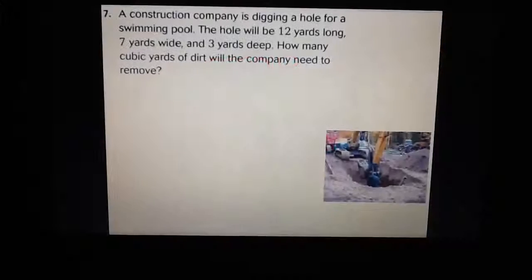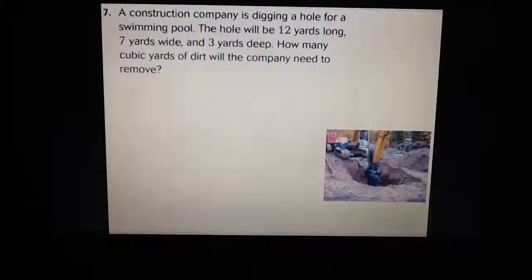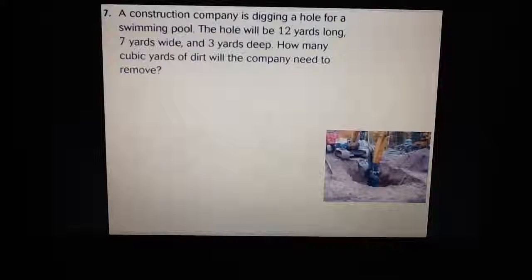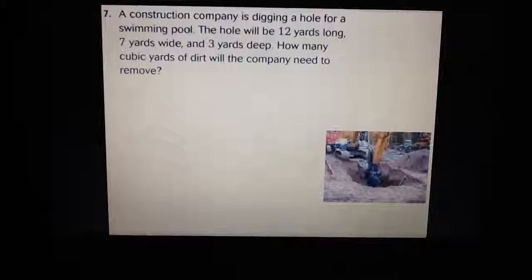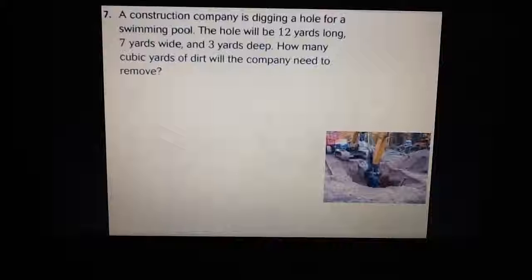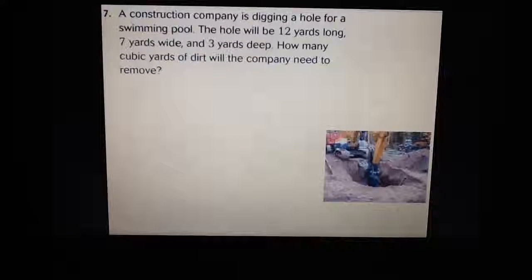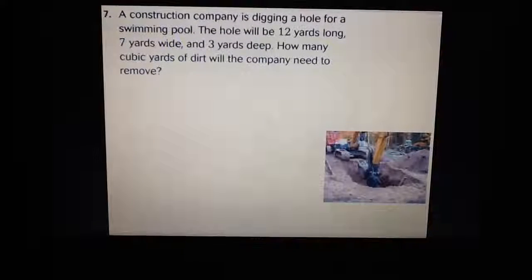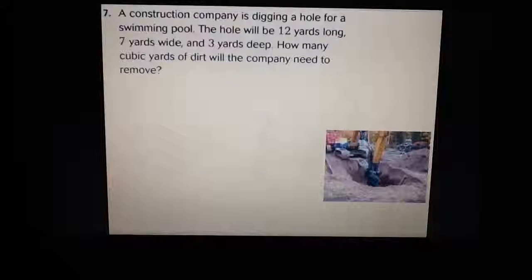Let's go ahead and switch down to number 7, which is our real-world problem solving. It says a construction company is digging a hole for a swimming pool. The hole will be 12 yards long, 7 yards wide, and 3 yards deep. How many cubic yards of dirt will the company need to remove?